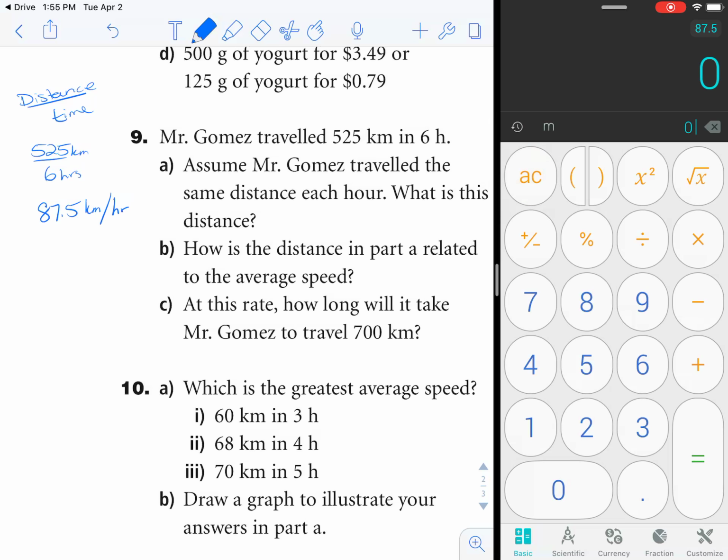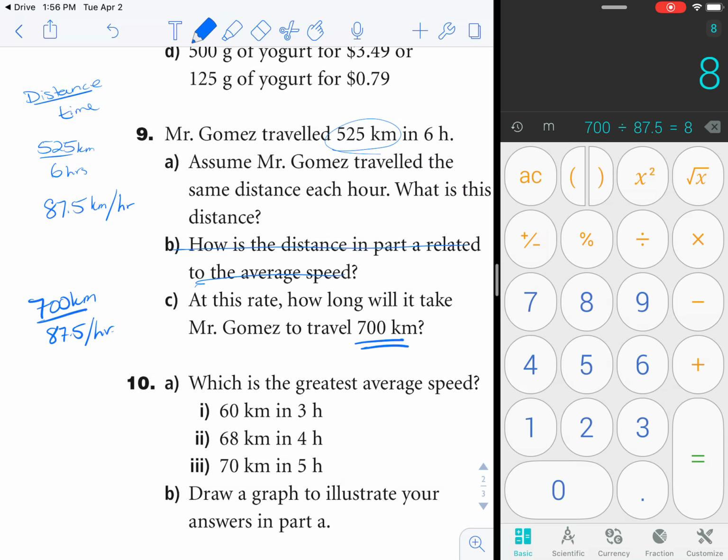That's your unit rate. Part B is just basically saying how does the distance relate to the time? Well, if they travel 87.5 each hour, in 6 hours they'll do that. Anyway, at this rate, how long will it take Mr. Gomez to travel 700 kilometers? Well, if we're going 700 kilometers, we can travel 87.5 per hour. If you divide 700 by 87.5, it'll be 8 hours of driving.